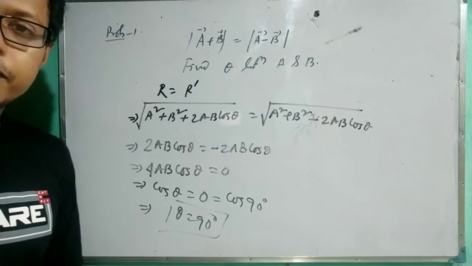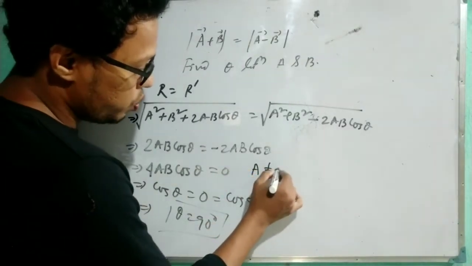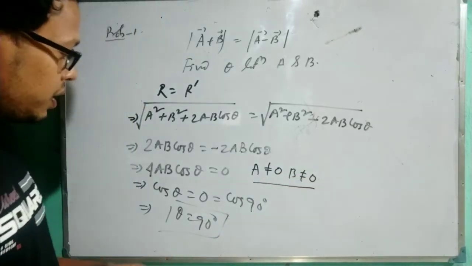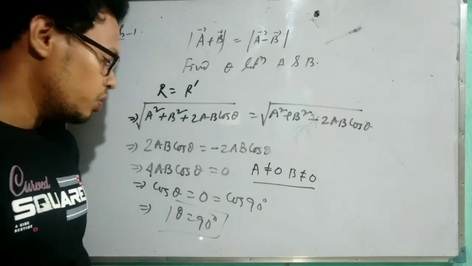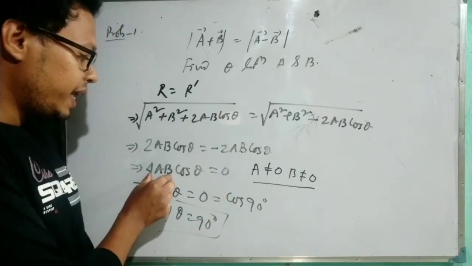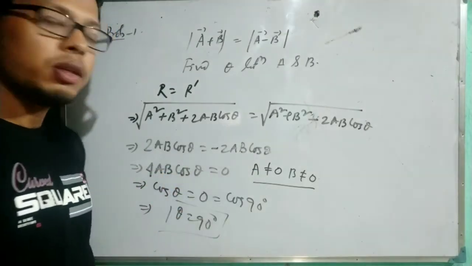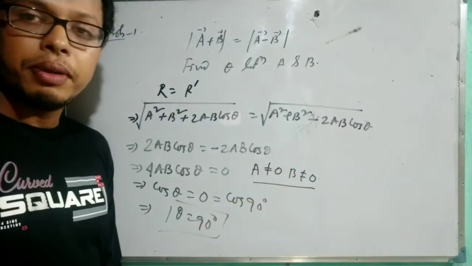Clear? But one condition is there, A not equals to 0 and B not equals to 0. Obviously this condition will hold, otherwise we can't say that cos theta will be 0. That's why I have taken cos theta equals to 0, as A not equals to 0 and B not equals to 0.